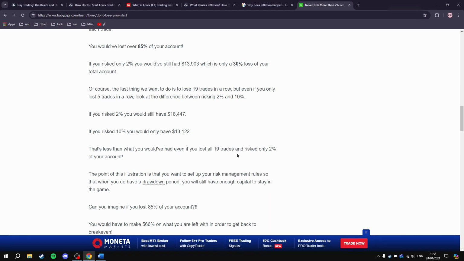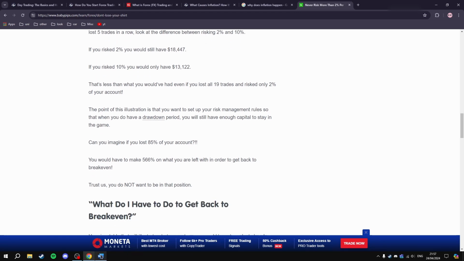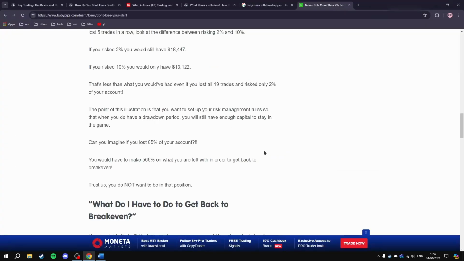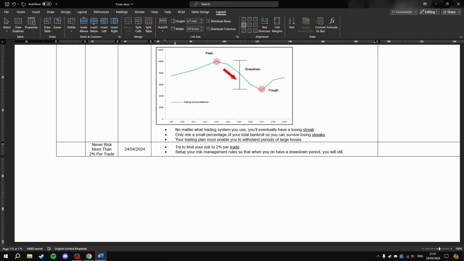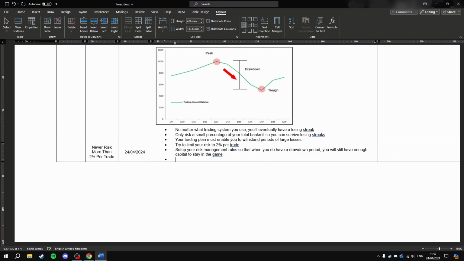The point of this illustration is that you want to set up your risk management rules so that when you do have a drawdown period, you will still have enough capital to stay in the game.